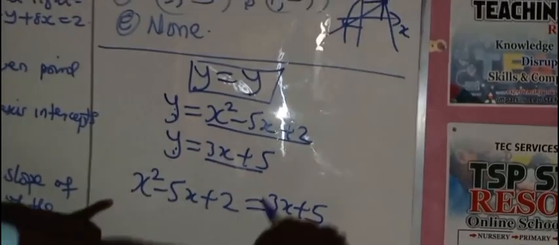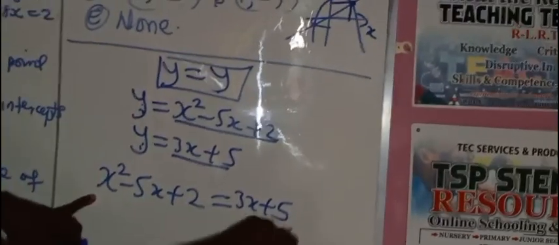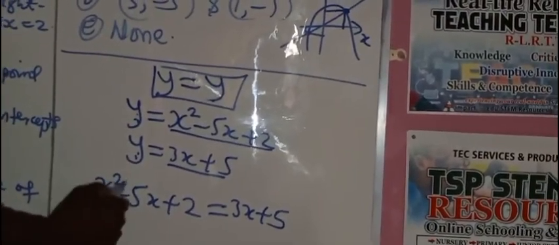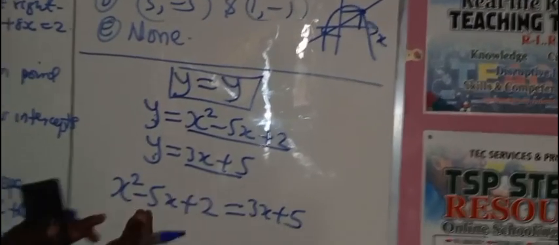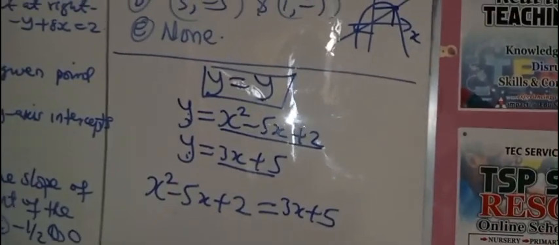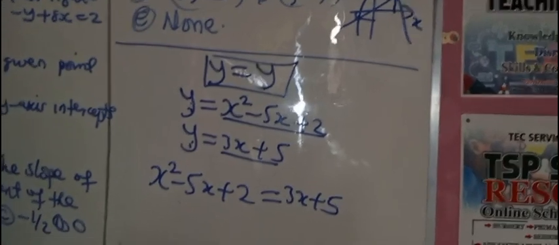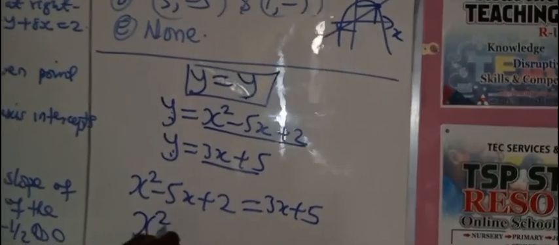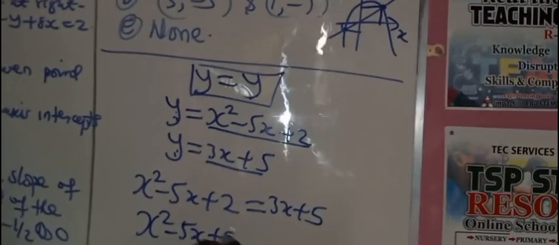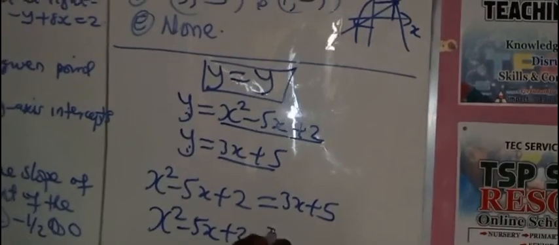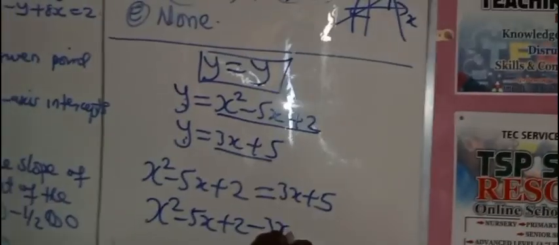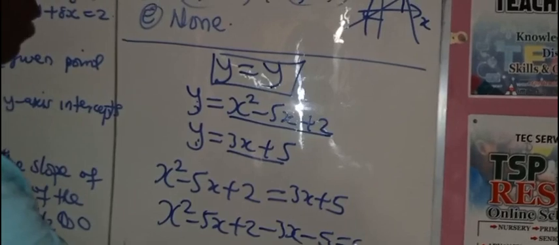Now this is still quadratic because there is still x power 2. So because of that, you just put everything to this side, so that what remains here is 0. So this will be x squared plus 5x plus 2. Carry this, that's minus 3x. Carry this, that's minus 5. We have equals to 0.